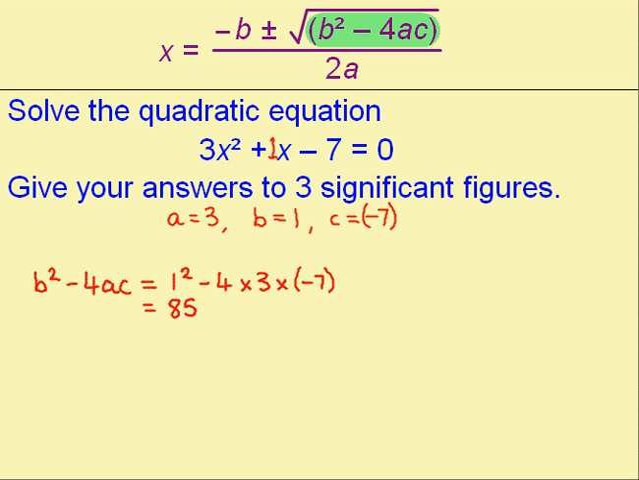Now I'm going to ask you to do step 3. Remember, step 3 is rewriting this using this number to help you. Press pause and have a go. When you're ready, press play. So you should have that x equals minus b, which is minus 1, plus or minus the square root of this part here, which is 85, divided by 2a, so that's 6.